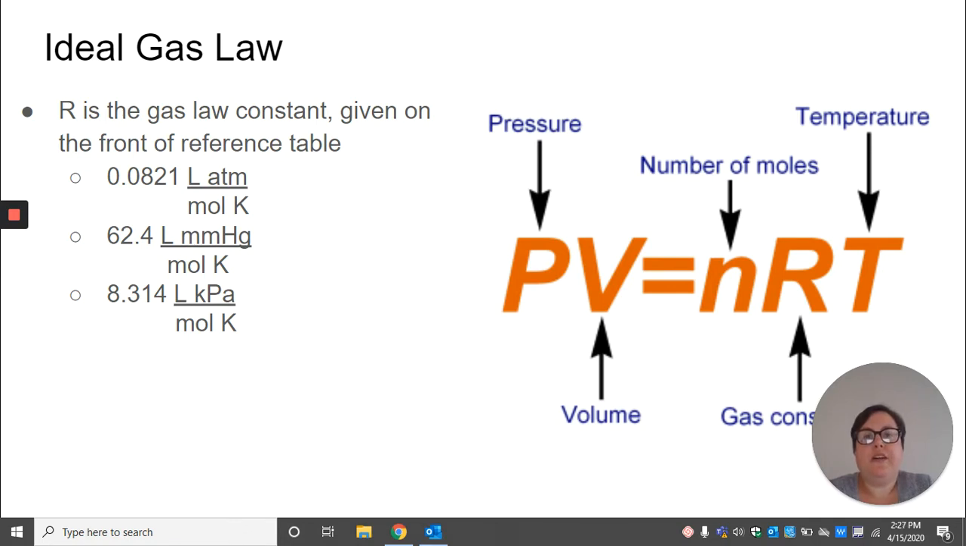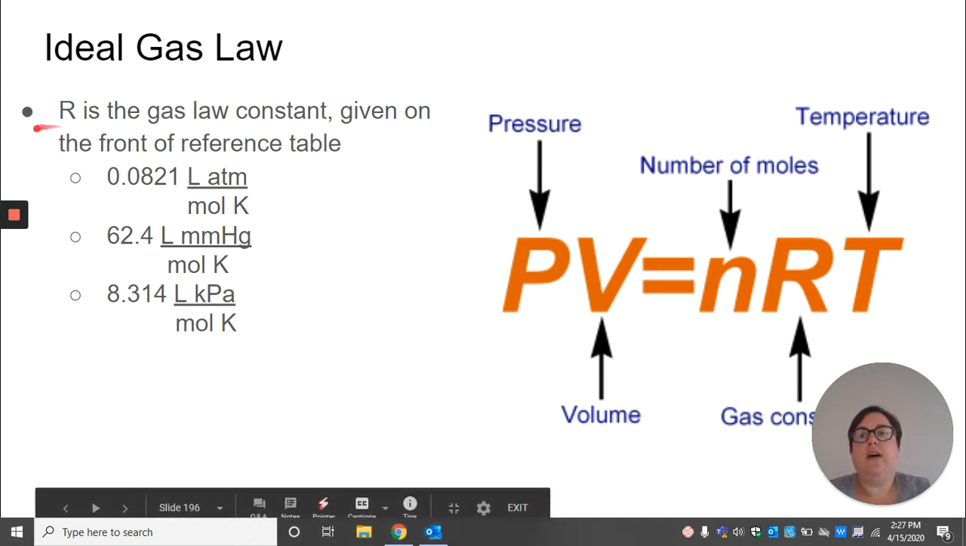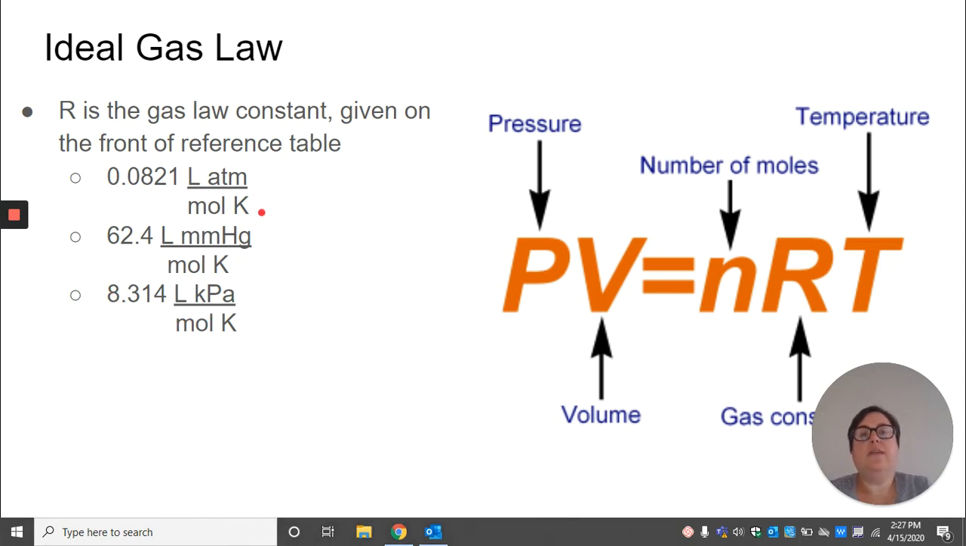Now, you have to make sure that you're using the correct units. And that's because those units are going to specify which gas law constant R you use. So if you look on the front of your reference table, you will see R, gas law constant, and these three constants are given to you. The only difference between the three constants is the unit of pressure. So the very first number here, 0.0821, is used when we have a pressure unit of ATM. 62.4 is used when we have a pressure unit of millimeters of mercury.